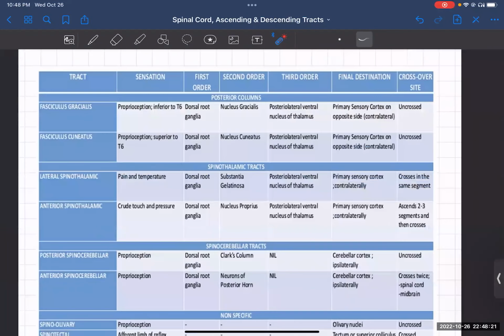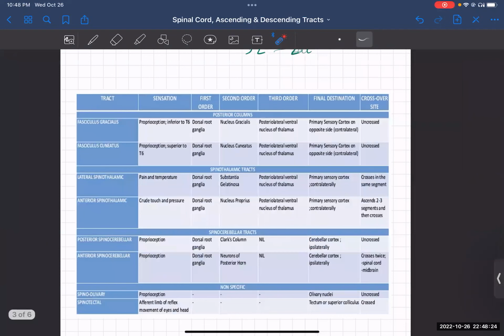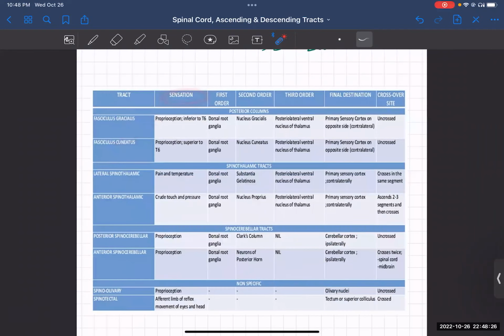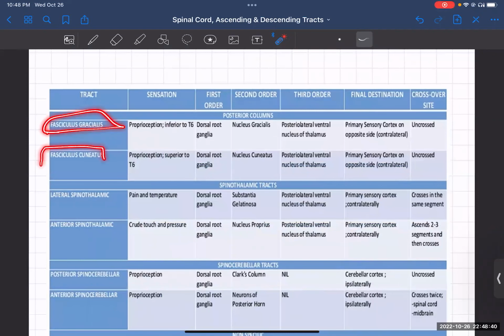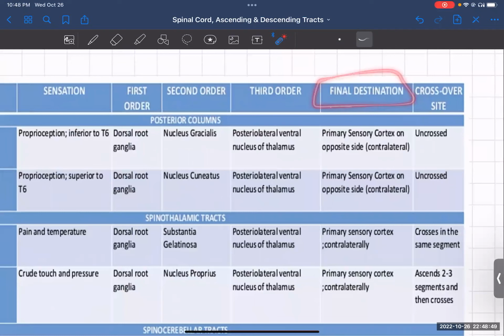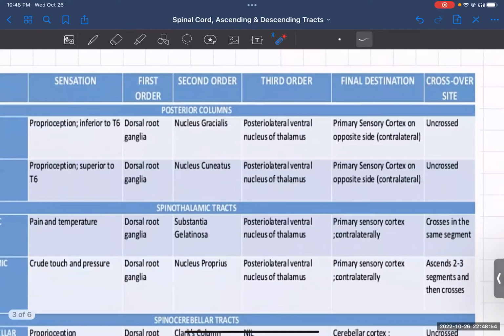Okay, now this is a really beautiful table summarizing whatever I just said. The sensations, where is the first order neuron located, where is the second order neuron located, where is the third order neuron located, where does it finally end, and the crossover site. Now, if you remember, we studied that fasciculus gracilis and fasciculus cuneatus is ipsilateral, but at the end, it is going to cross over and go to the opposite side of your cerebral cortex. So see the final destination, primary sensory cortex on the opposite side. So be careful about this.